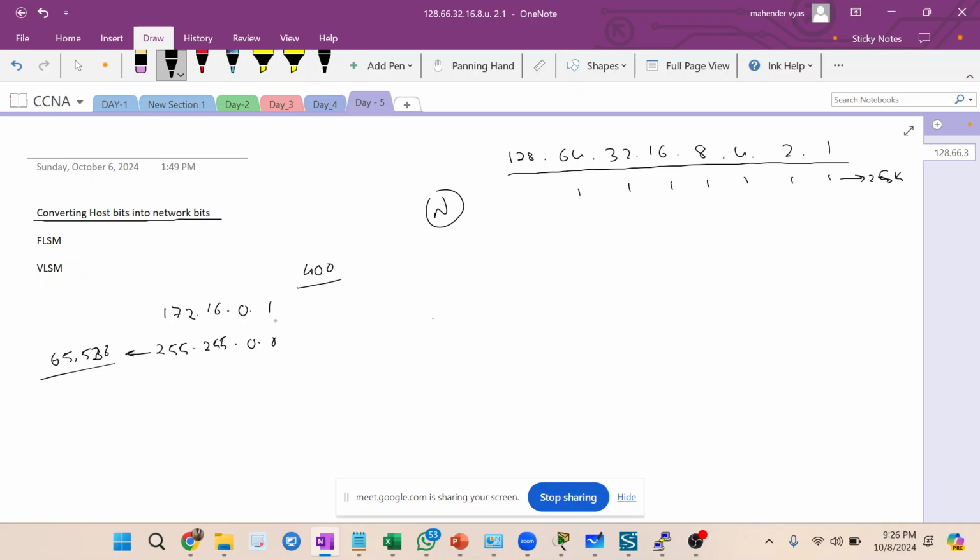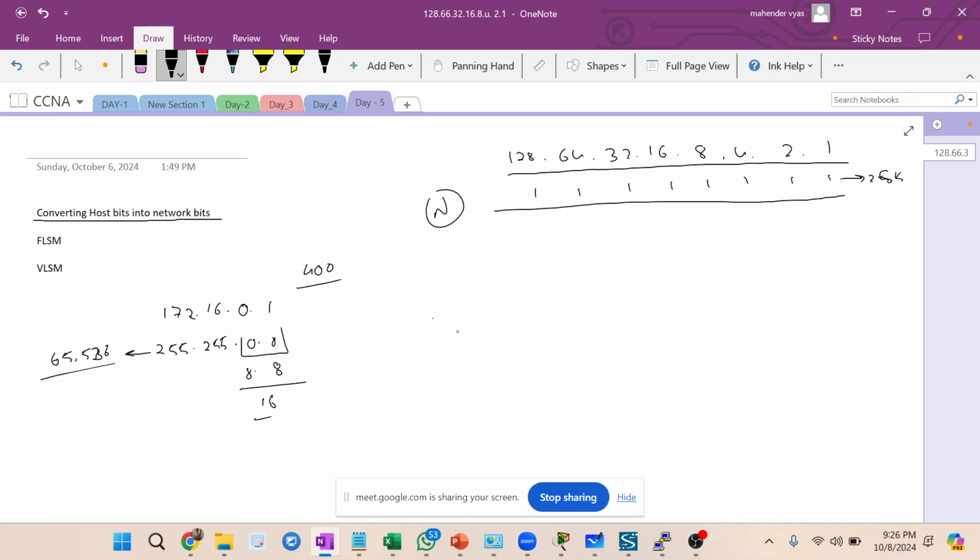So for 400 users, what host bits do I want? I cannot make any changes to the network bits as of now. I want to convert my host bits into network bits. As of now, how many host bits do I have? Here I have 8 host bits, here I have 8 host bits. So I have 16 host bits, right?